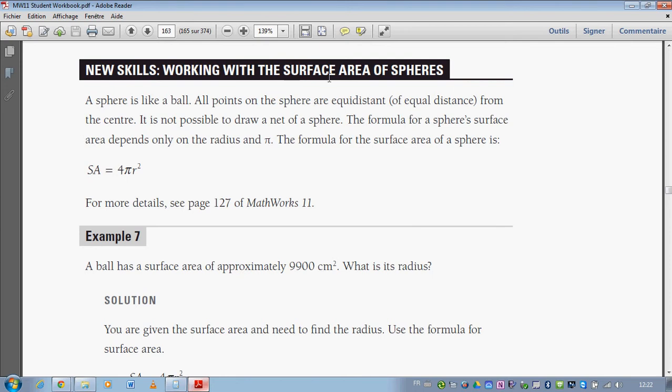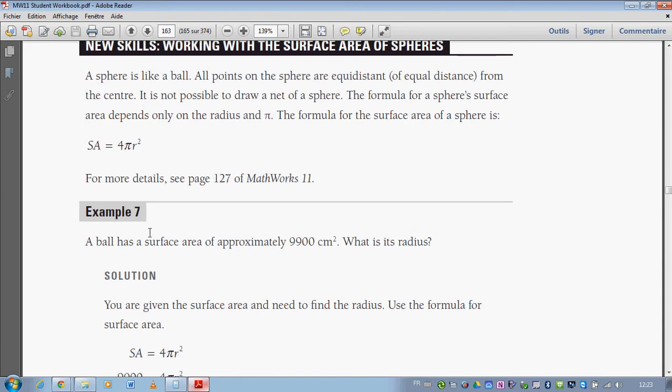right here, we're now talking about surface area of spheres. This is the formula for the surface area of spheres. So SA, so surface area, is equal to 4 times pi r squared. That's the surface area of a sphere. So moving right on to example 7, it's asking you, a ball has a surface area of approximately 9,900 centimeters squared. What is its radius?